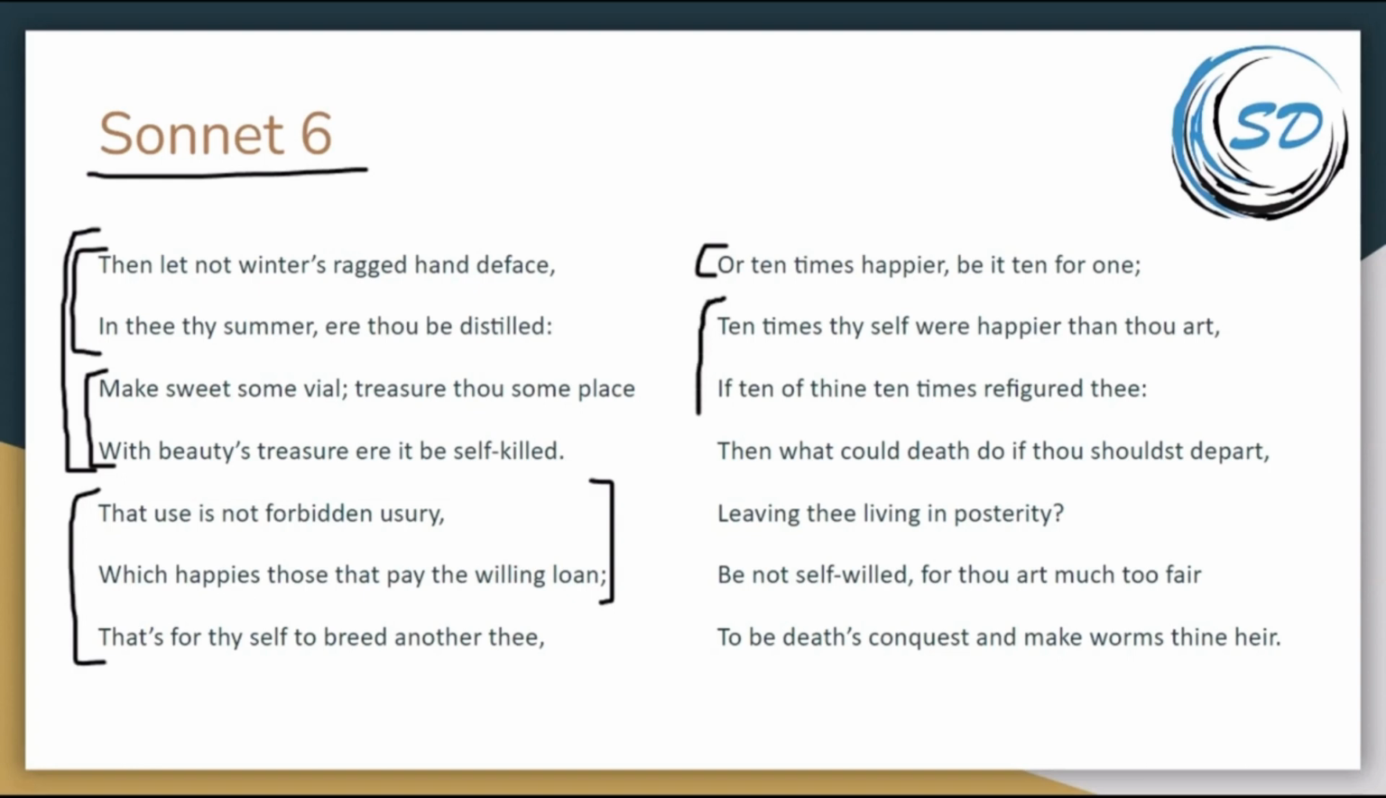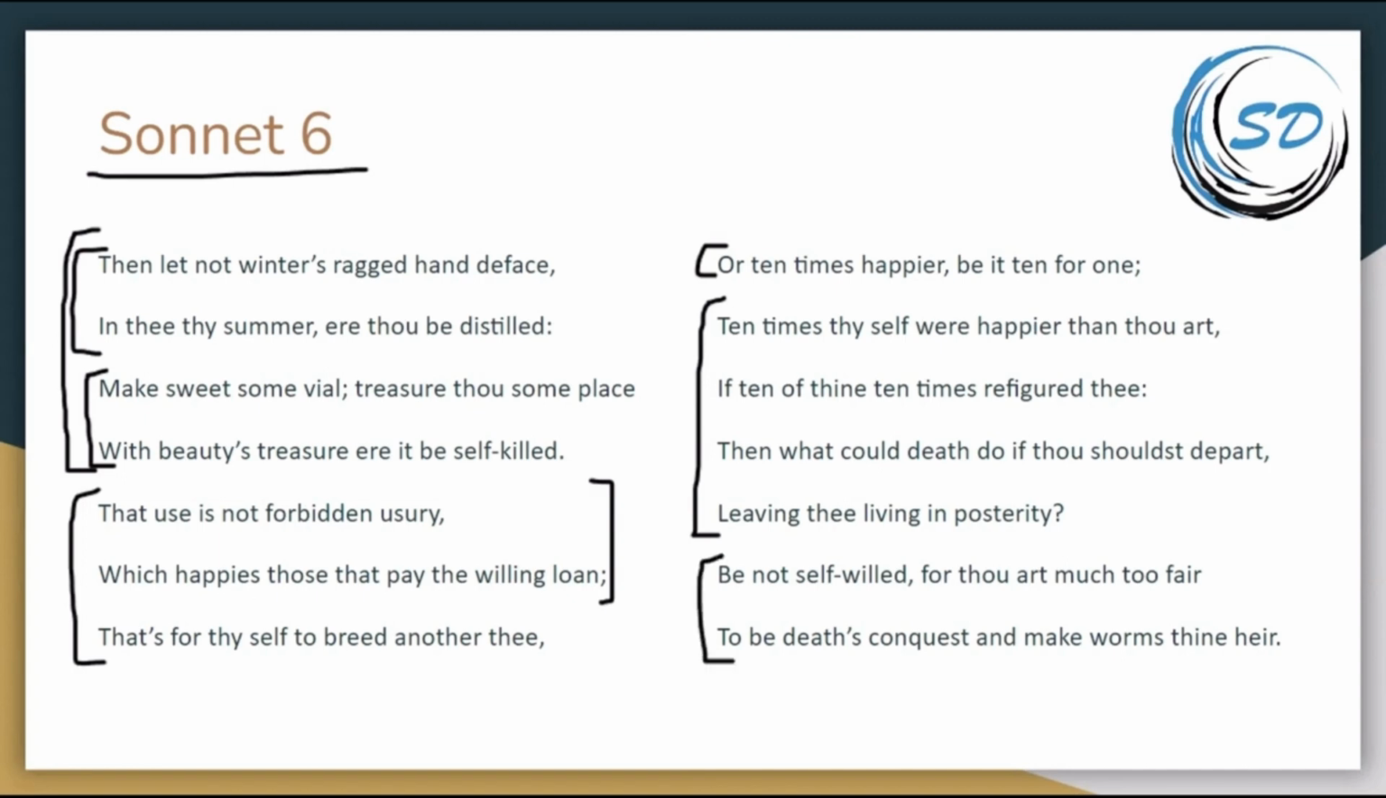The third quatrain emphasizes the exponential happiness that can be derived from procreation. It suggests that by having children, the young man can experience tenfold happiness, as each child represents a multiplication of his own essence and beauty. It emphasizes the idea that the continuation of one's lineage brings greater fulfillment and happiness than remaining childless.